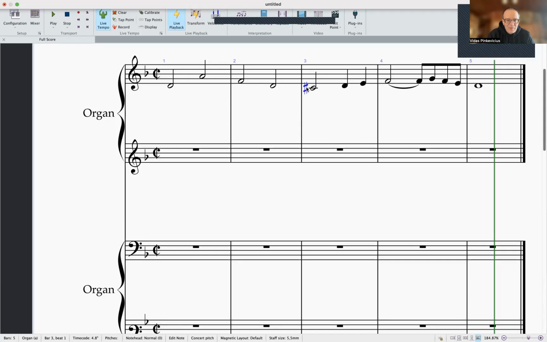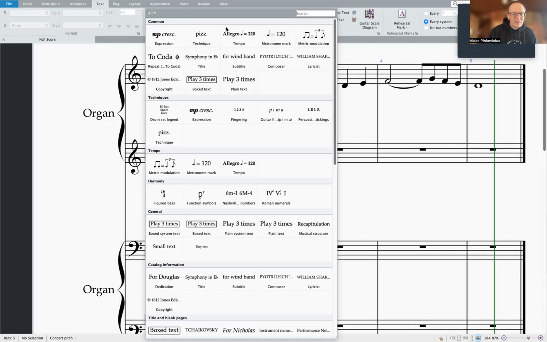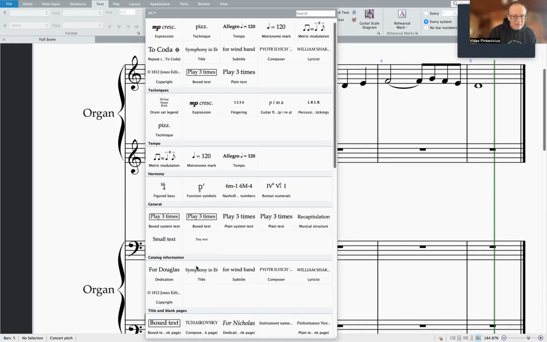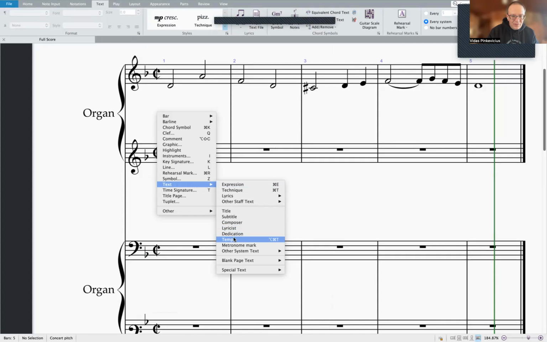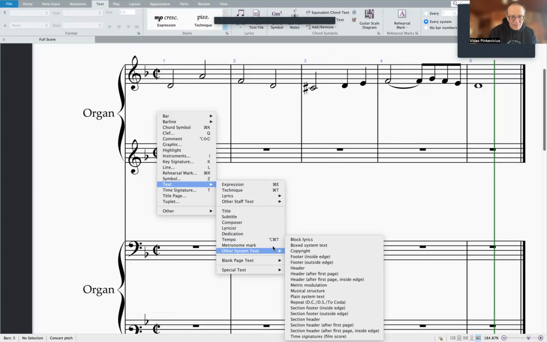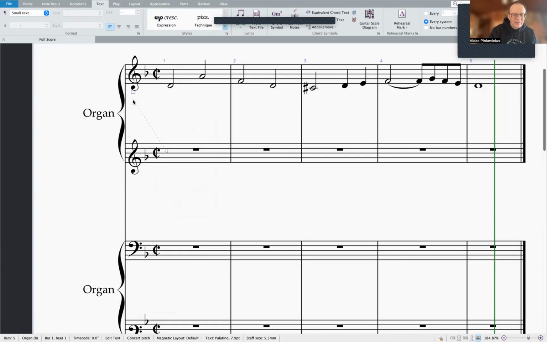What happens? Maybe I will use some text. Where is this text? I will add for you our staff text. Yeah, like this. Small text. All right, so let's write treble clef. Now this will be French violin clef.